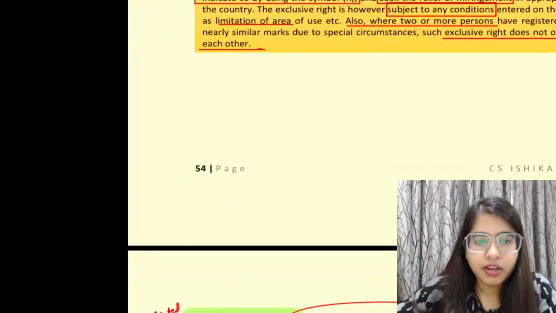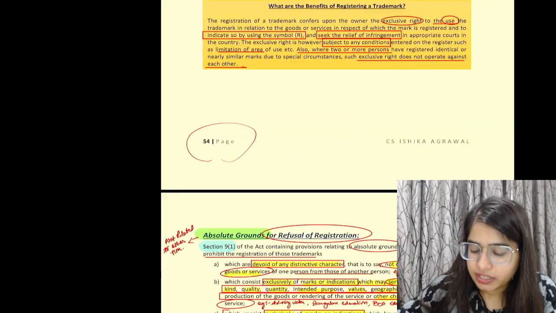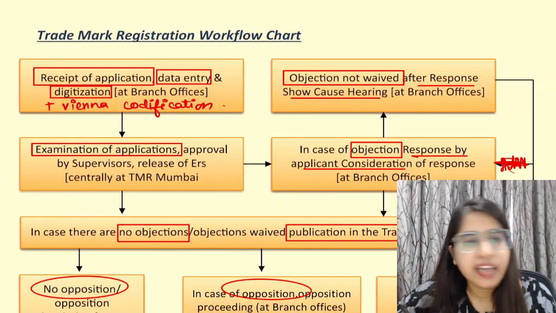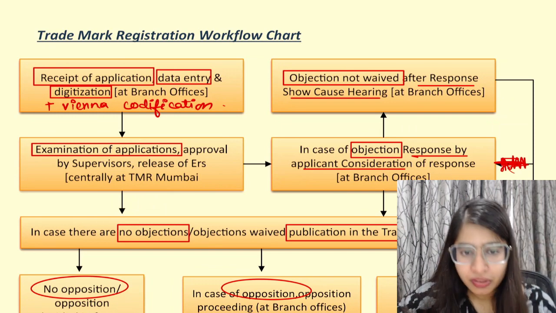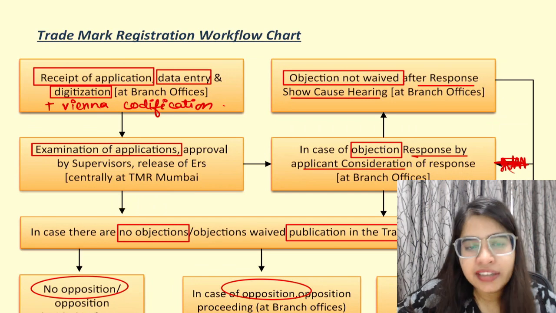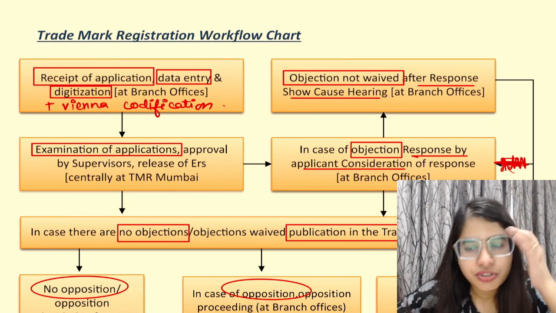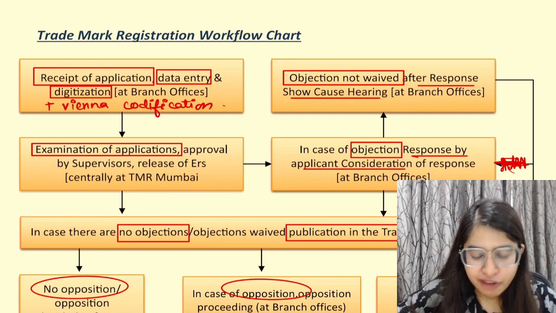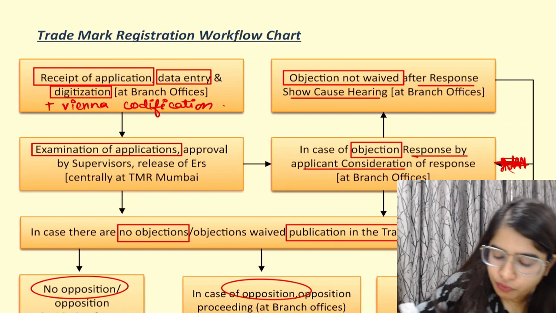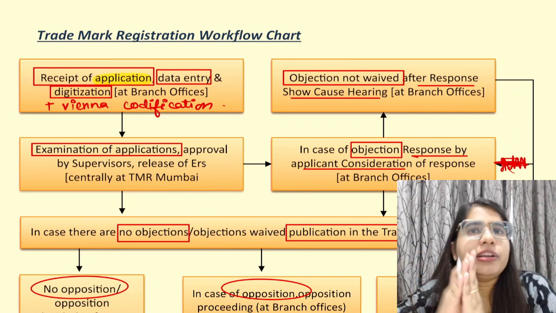A flowchart is given in page number 54. Now, let's say I'm running an academy, running my classes with my name, Ishika Agrawal Classes. Now I want to get the trademark registration of Ishika Agrawal Classes. Then first of all, I have to make an application to the trademark registry.